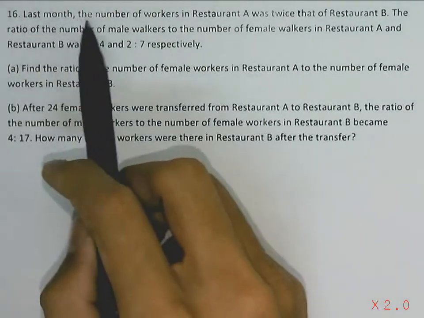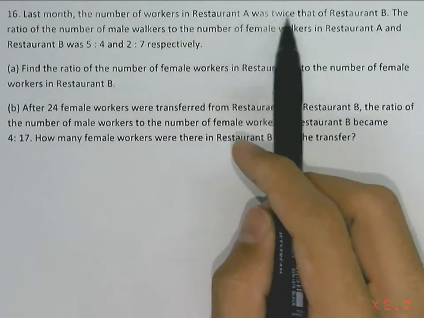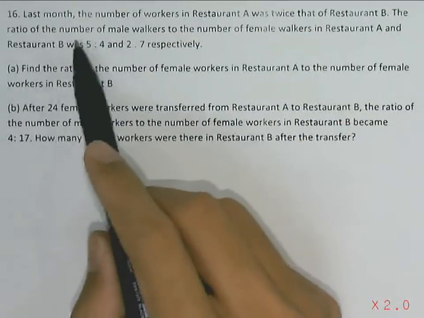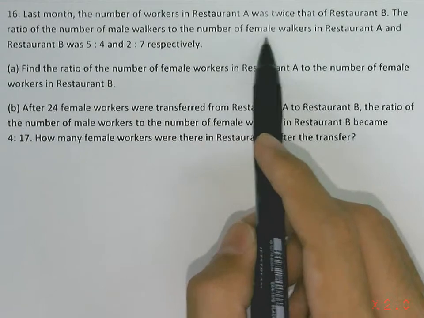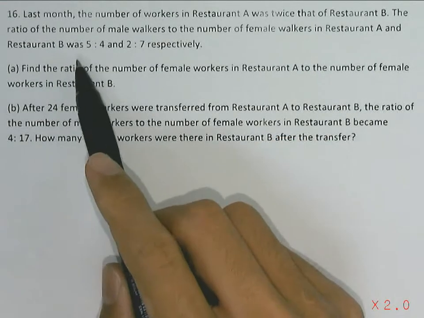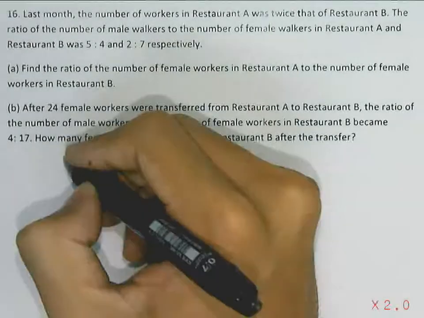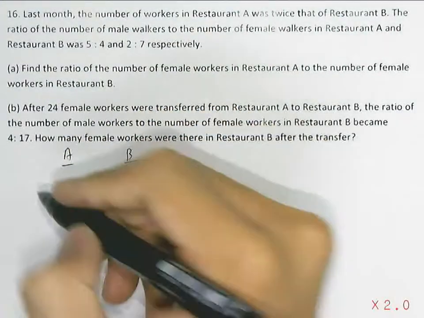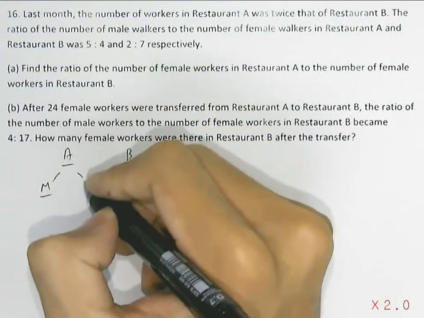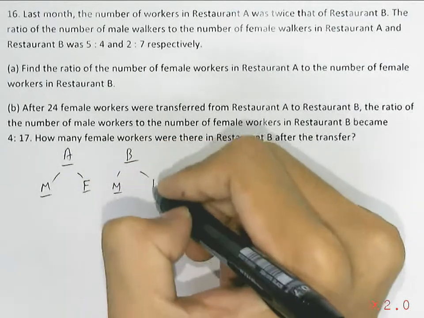So last month, the number of workers in restaurant A was twice that of restaurant B. The ratio of the number of male workers to the number of female workers in restaurant A and restaurant B was 5 to 4 and 2 to 7 respectively. So here we have restaurant A and restaurant B with male and female workers.